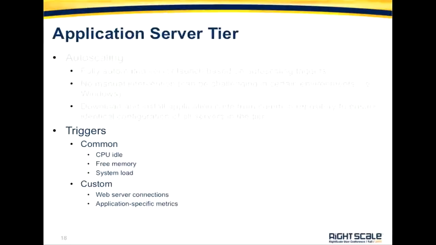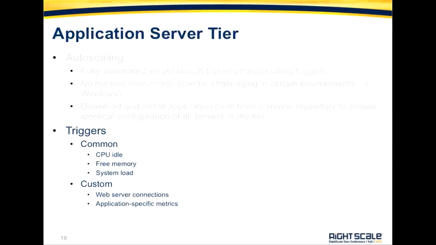So a little bit about these triggers. Okay, what can be the triggers that cause this auto-scaling to happen? We have some common ones and then some custom ones. The most common one by far is CPU idle. Basically, if the CPU is not very idle, it means I'm getting busy, send me some help, right? Spin up some more servers. Also, free memory and system load. If you guys are familiar with the top command, the load average is a very common value that our folks use as their auto-scaling trigger. We can also do custom metrics.